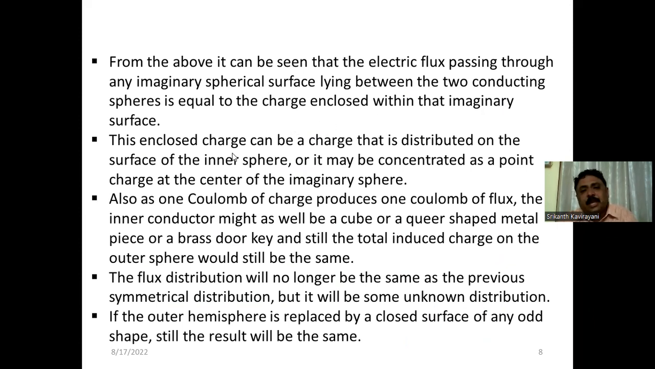This charge can be distributed on the surface of the inner sphere, or it may be concentrated as a point charge in the center of the imaginary sphere. So how we consider the charge can vary, and also as 1 coulomb of charge produces 1 coulomb of flux, the inner conductor might as well be a cube or a square of metal or a brass door key, and still the total induced charge on the outer sphere would be the same. The flux distribution will no longer be the same as the previous symmetrical distribution, but it will be an unknown distribution. If the outer sphere is replaced by a closed surface of any odd shape, still the result will be the same.